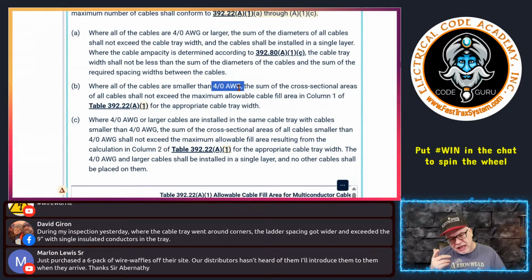Sometimes in the code, I wish it wouldn't say it this way. I guess we get it. But why wouldn't it be easier just to say where all the cables are 3/0 and smaller?